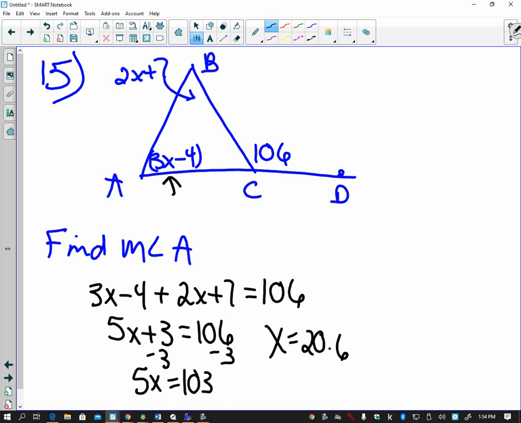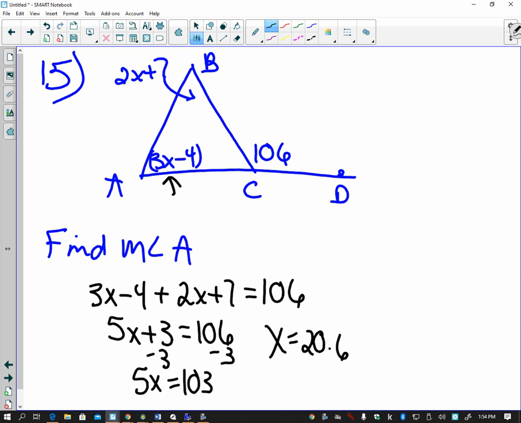3 times 20.6 minus 4. You get a decimal answer here. I doubt that you'll get a decimal answer on the test, but you did right. You added this angle to this angle and set it equal to my outside angle. Okay? You will have to plug it back in to get your final answer.